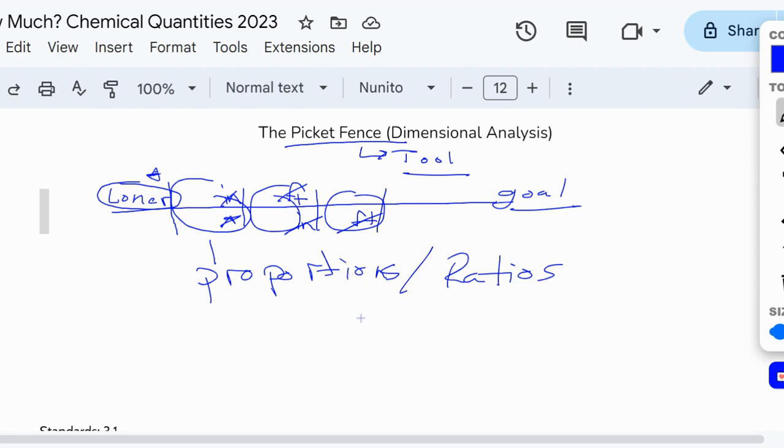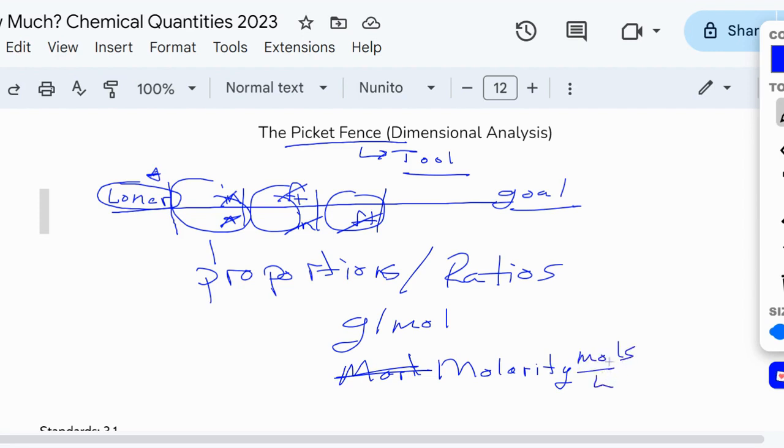So the main proportions that we'll be using are gram per mole, which is molar mass, or molarity, which is moles over liters. And we can use that to do some conversions for what we'll need in the lab.